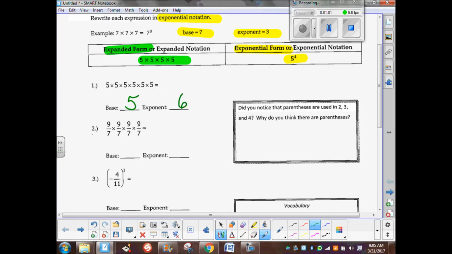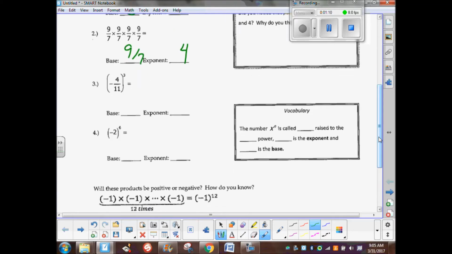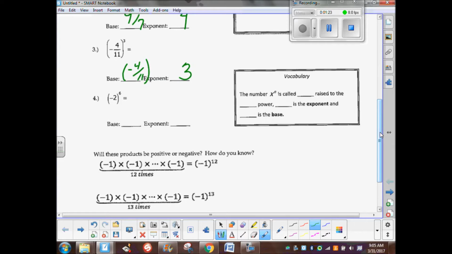Okay. Number 2. 9 sevenths. The exponent is 4. Perfect. Number 3, Kate. Negative 4 elevenths. Yeah, that's the base, and the exponent is 3. Perfect. Notice how I wrote it. I put that negative 4 elevenths in parentheses. Claire. It's negative 2. Yeah, make sure you've got the parentheses. The exponent is 6. Sure thing.